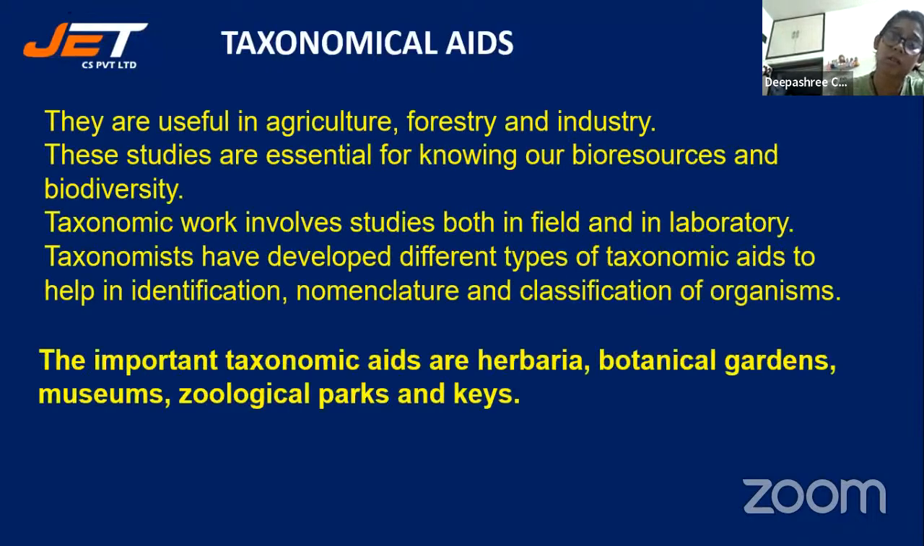So what are taxonomical aids, and why are they needed? Because taxonomy work involves the lab and also the field, because you can't develop an organism in the lab, right? You have to discover them. We can't make an organism, we can't make a chimera, unless we are just fusing two organisms like a mad scientist. So taxonomy requires both laboratory and field.